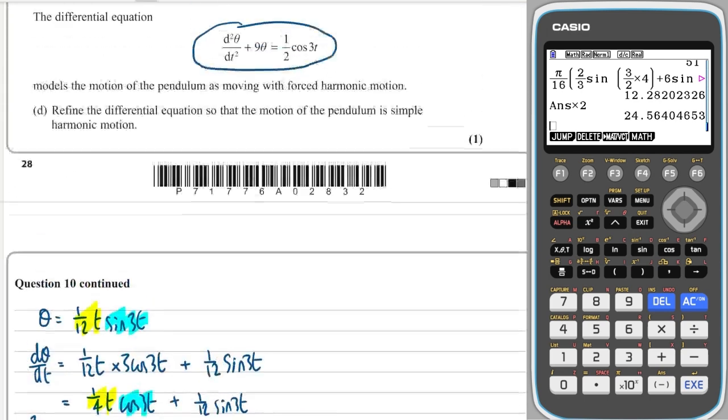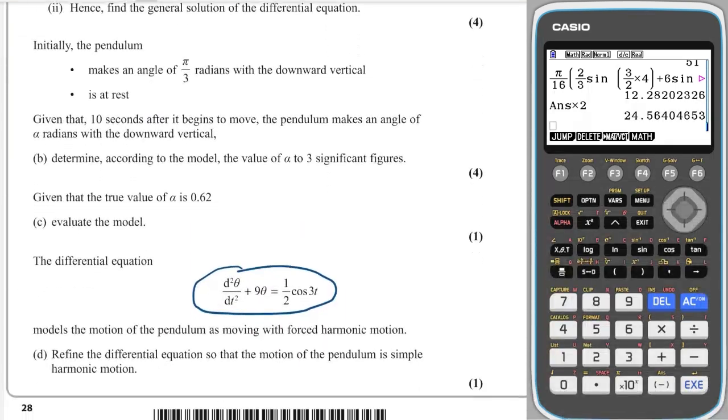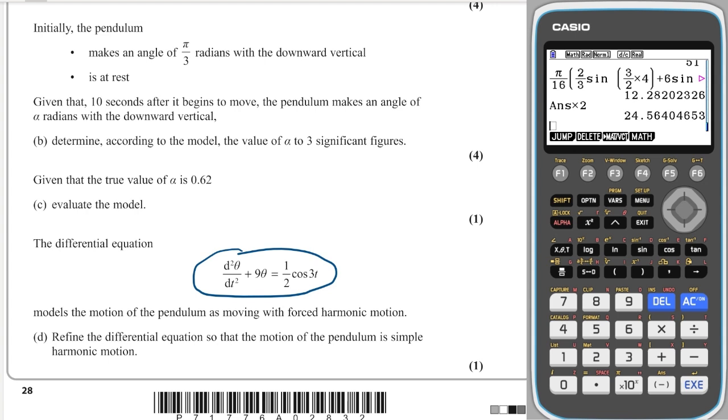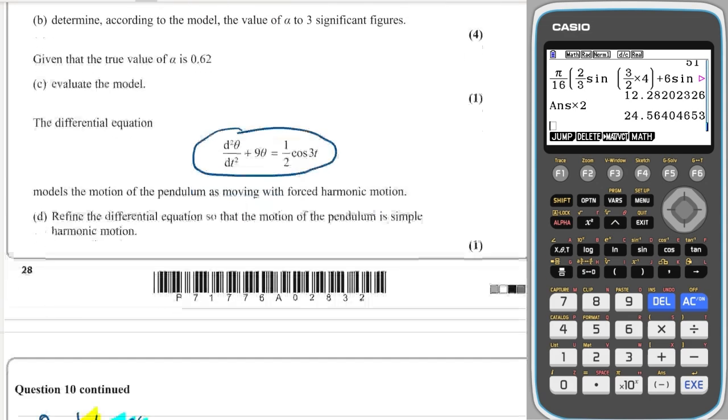Okay, let's go up now to find the next part. It says initially the pendulum makes that angle with the downward vertical, so that tells me that when t equals 0, theta equals pi over 3. And we also know that it's at rest, and when it's at rest it means the first derivative is equal to 0. And that is also at t equals 0. Because the angle is not changing at that particular moment, it's stationary, it's at rest. Okay, so with these two bits of information we can then solve to find our arbitrary constants.